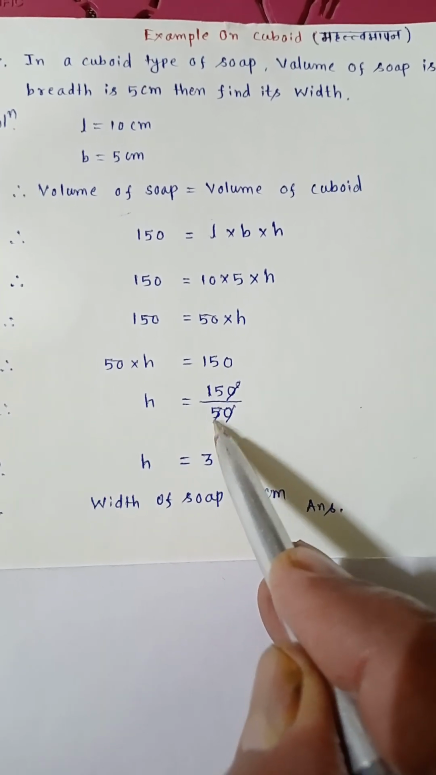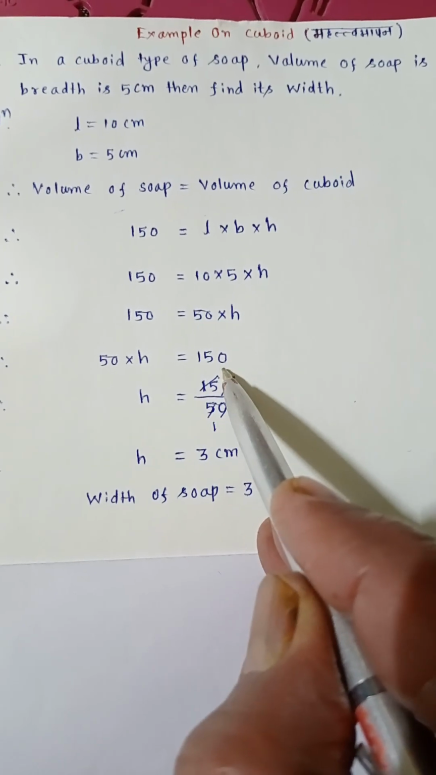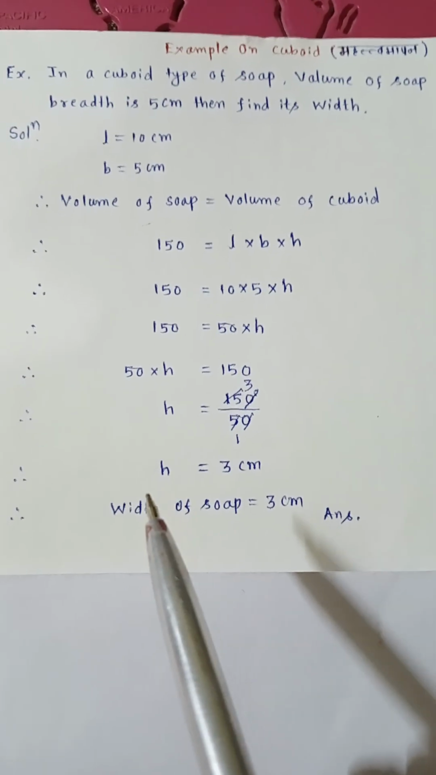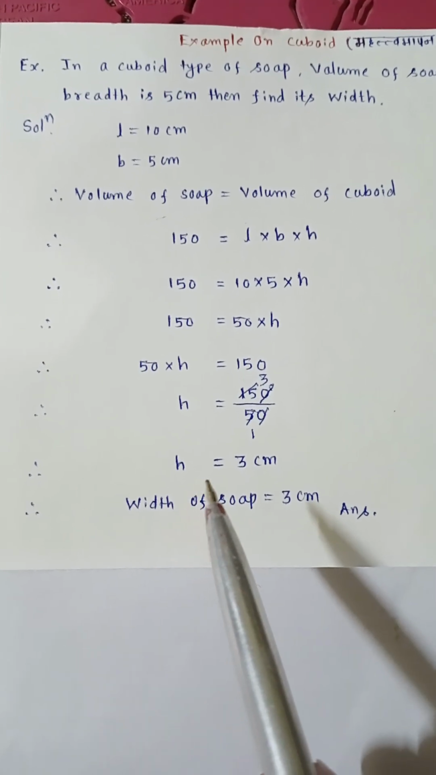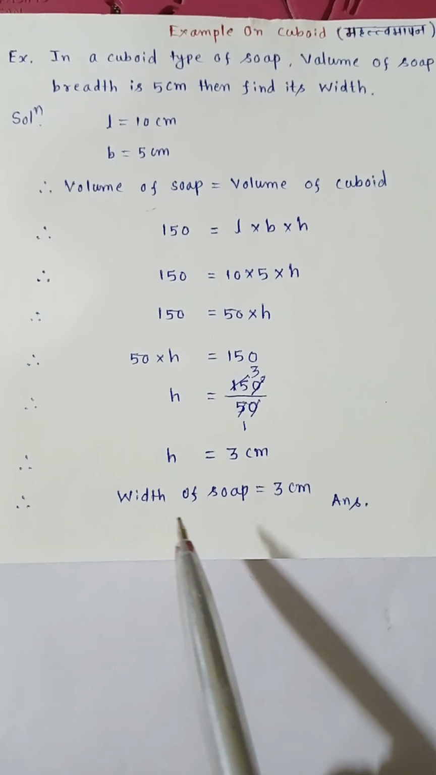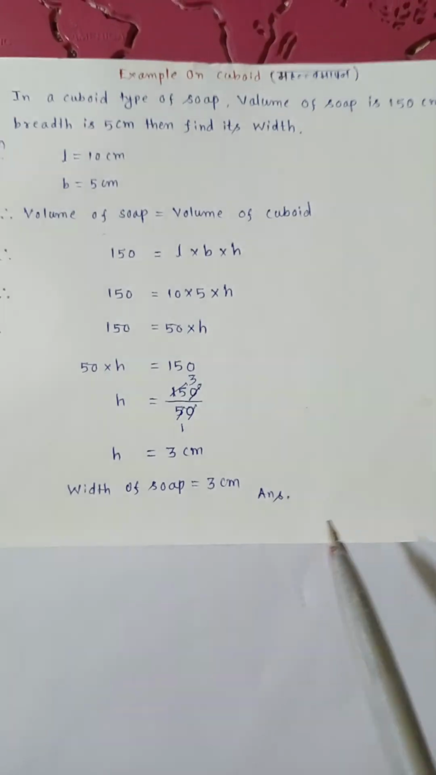5 1s are 5. 5 3s are 15. Therefore, H is equal to 3 centimeter. Therefore, width of soap is equal to 3 centimeter is answer.